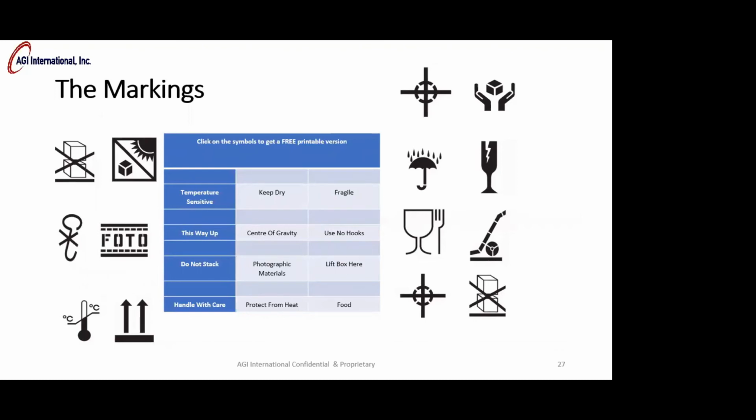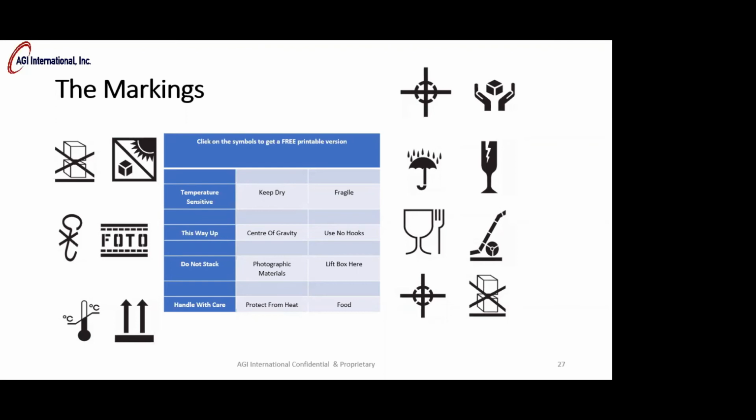The next piece is other markings. Now these are other markings that you might see depending upon what country you're in. And I didn't go through the detail of identifying every one of them. But markings you might see on a box that comes from an international shipment would look something like this.